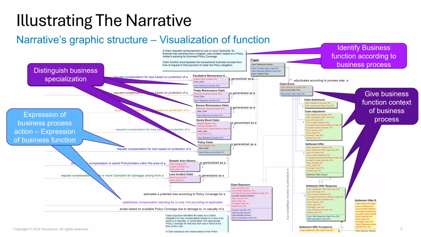So here's an illustration of the ideas from the prior slide. And what we see here is we define the claims action as a request for compensation by one or more claimants for financial loss. And we see that the claim exposure identifies the base of claim obligation for loss. Further, the model distinguishes specialization of the claim to support 3 different insurance contract types, as well as surety bonds and policies, based on the standing of each of the classes of contracts.